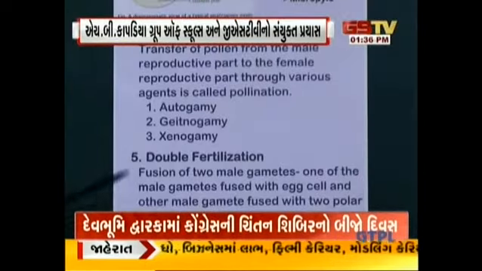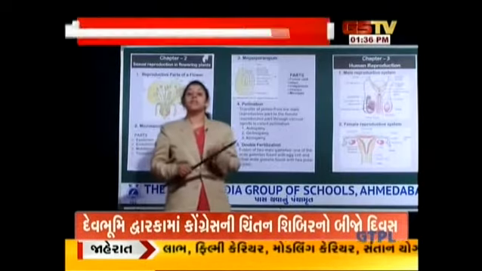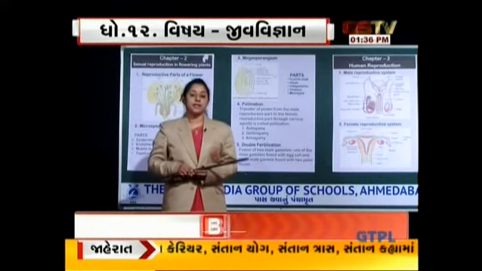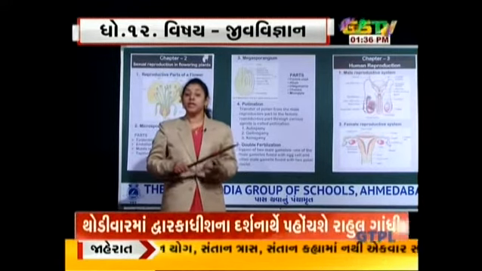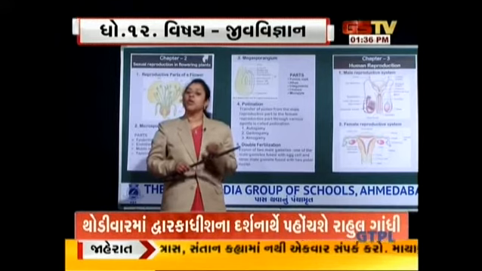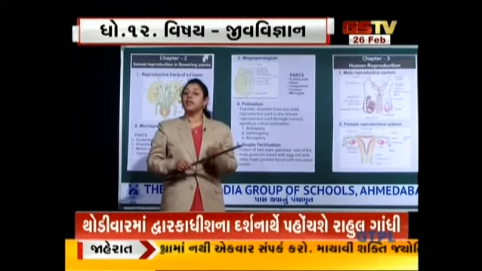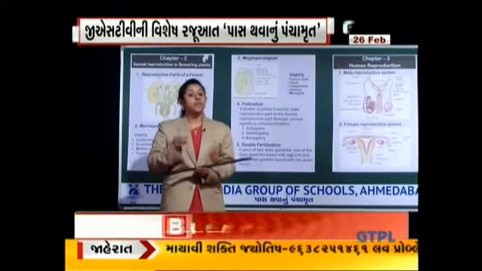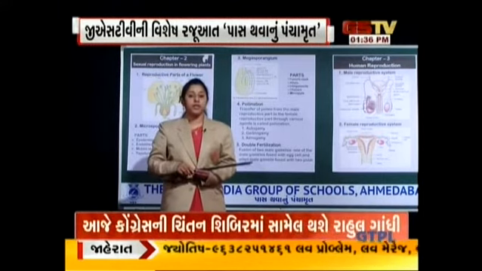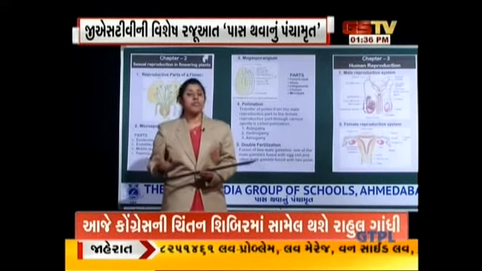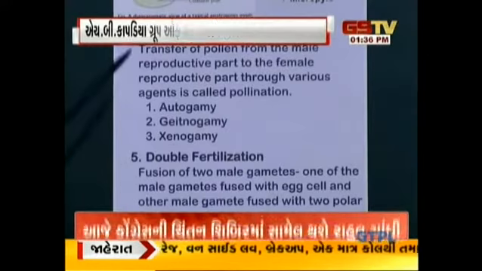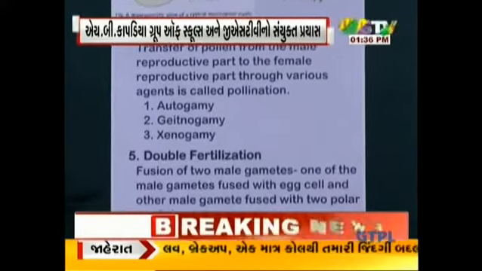Now, third one, xenogamy. If the transfer of pollen grain is occurring between 2 different plants, because sometimes the plants are unisexual, bearing only one sex organ, then there will be a male plant and a female plant. So if the transfer of pollen grain is occurring from the male plant to the female plant, it is called xenogamy. So these are the different types of pollination.